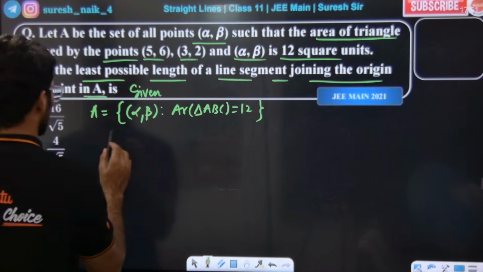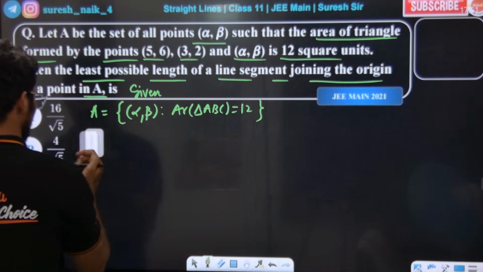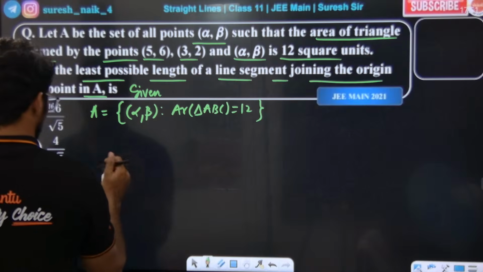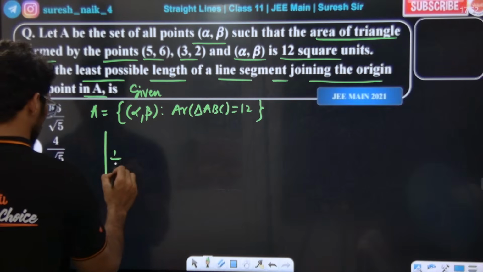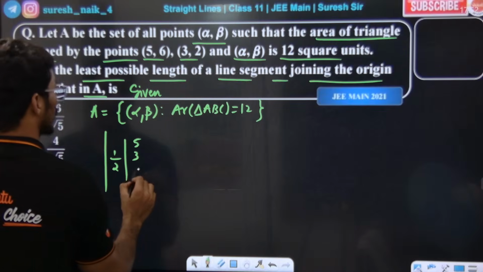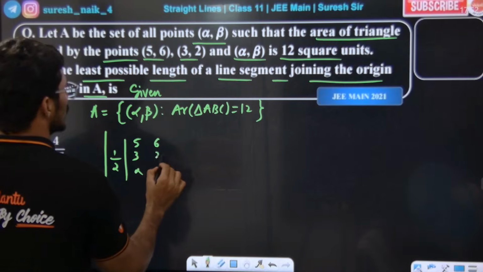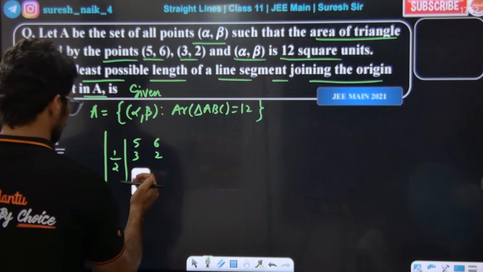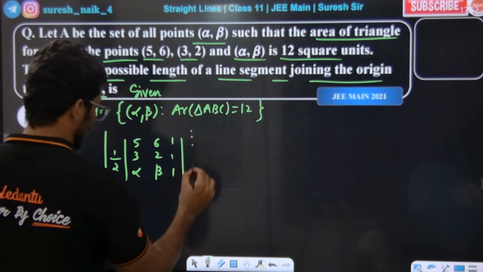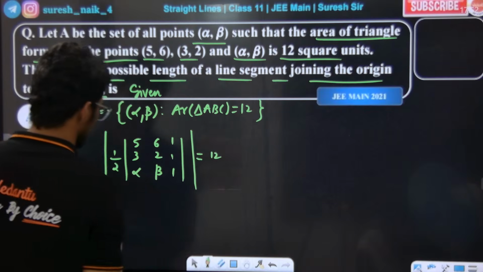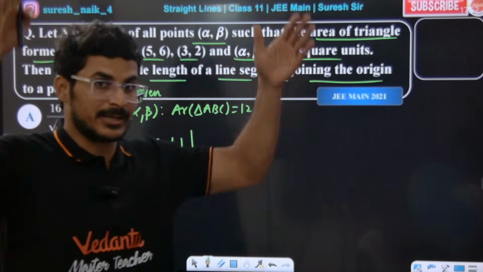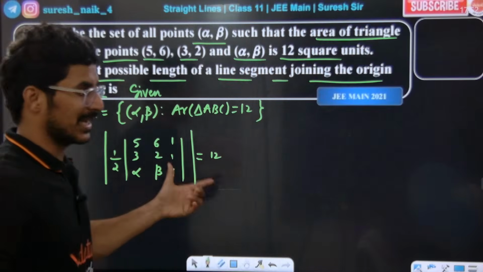Now, the area of the triangle is half times the magnitude of the determinant. For the determinant, we write all the x coordinates: alpha, 6, 2, then the y coordinates, and then 1, 1, 1. This is 12 square units. The outer bars are the magnitude, and the inner lines are the determinant.